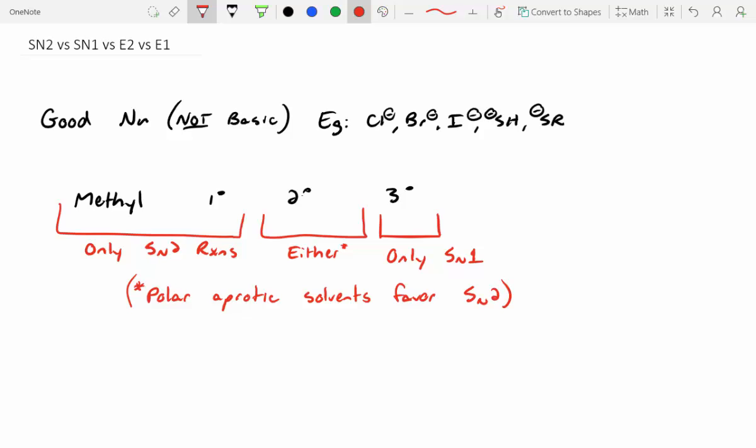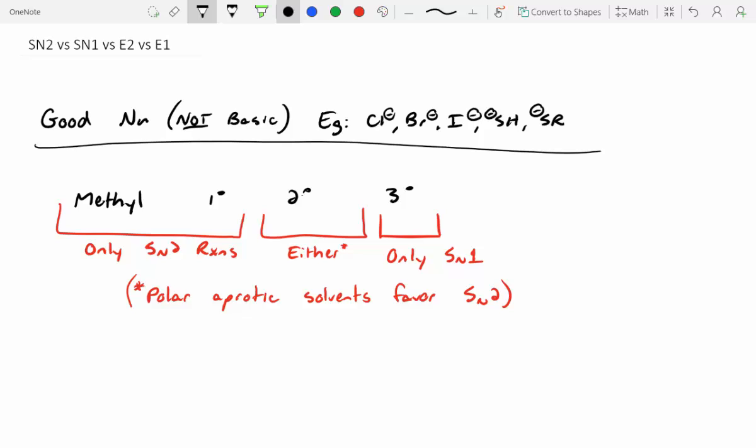If we're looking at the methyl groups or primary electrophiles, solvent really doesn't matter as much because you're kind of stuck doing SN2 regardless. So you can actually get away with using a polar protic solvent simply because you're stuck with one option only. Okay, so that's what we typically do when we're looking at a good nucleophile that's not basic. Now let's do the flip.